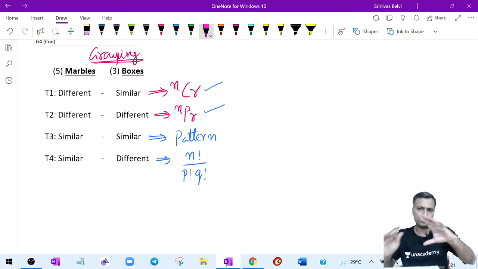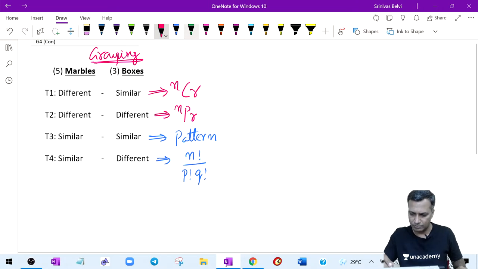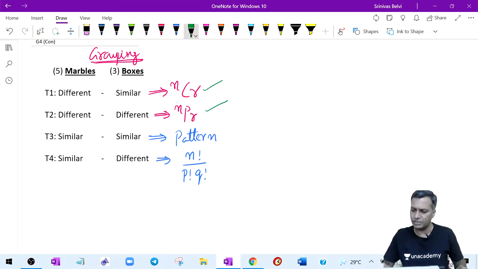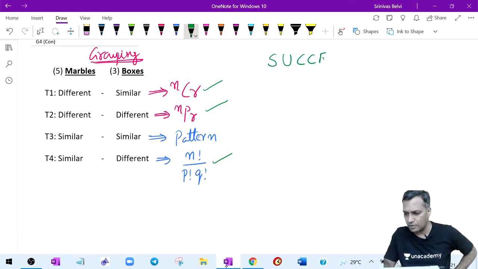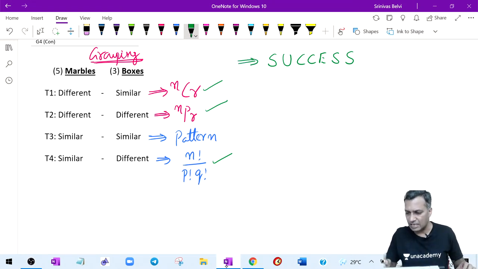I'm sure everybody would have connected with what I'm saying, NCR, you might have connected with this. Just in case you want to understand, if I say, how many seven letter words can be formed by using all the letters of the word SUCCESS, say, by using all seven letters, how many seven letter words can be formed?